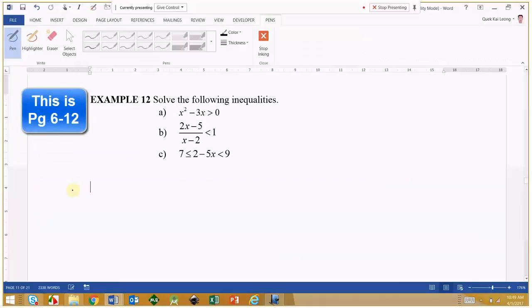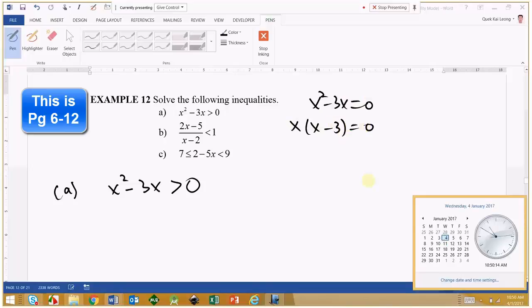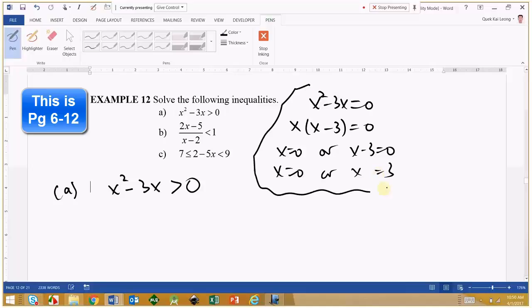I'll do A first. x squared minus 3x is greater than 0. Now, if let's say we have x squared minus 3x is equal to 0, it's easy to solve. What we do is we factorize first. Then we say x equal to 0 or x minus 3 equal to 0. So x equal to 0 or x equal to 3. Now, this is what we have learned in secondary school.